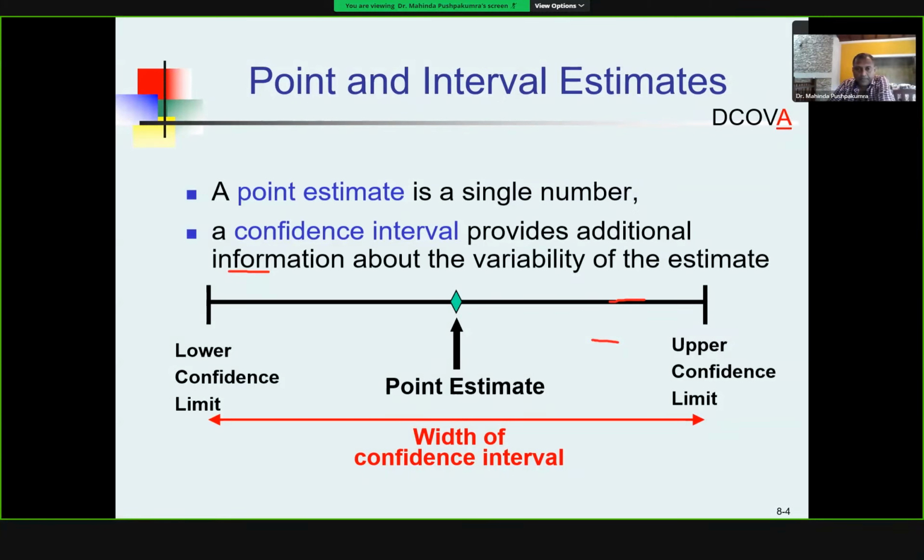Okay, then we have two concepts called point estimate and interval estimate. Then I can explain the concept of point estimate and confidence interval using a simple example. Let's say now in this class Zoom meeting, including myself, we have 32 individuals.